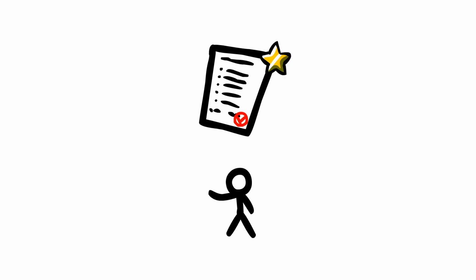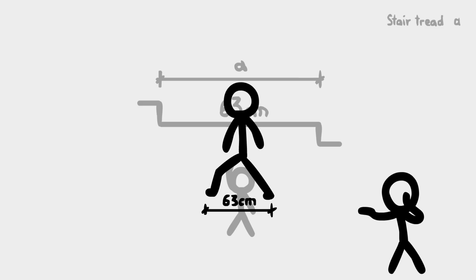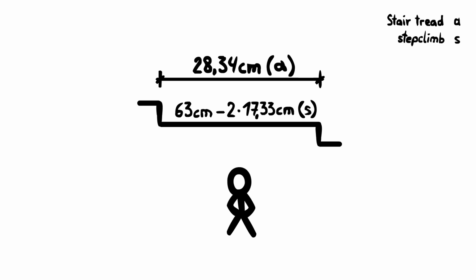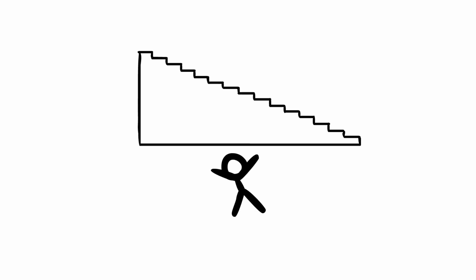So if you want a gold star in your exams, your step size should be 63 centimeters, the length of an average human stride, minus 2 times the height of one step. That gives us a step length which will result in a comfortable angle to walk up and also our total stair dimensions. Look at this, baby!